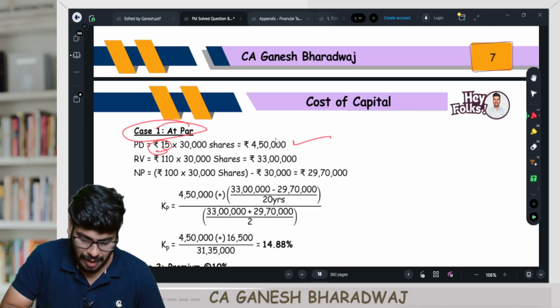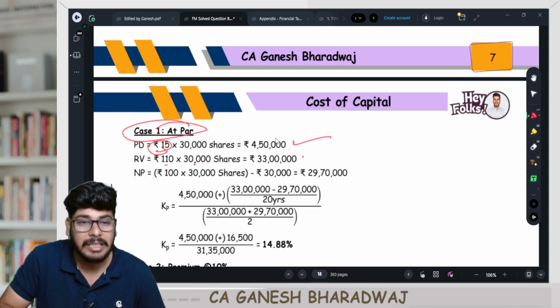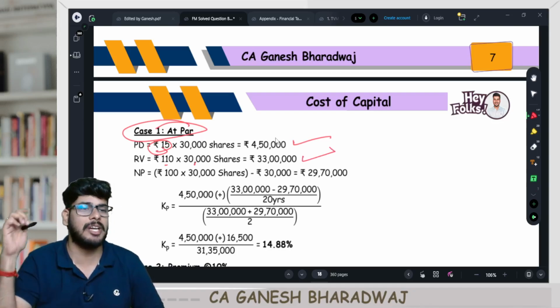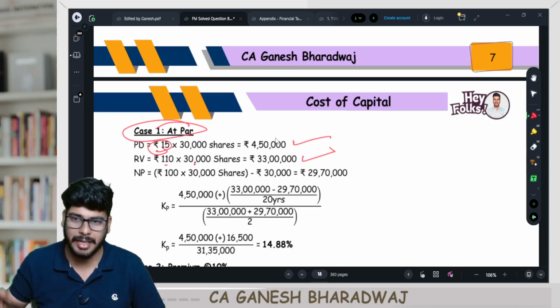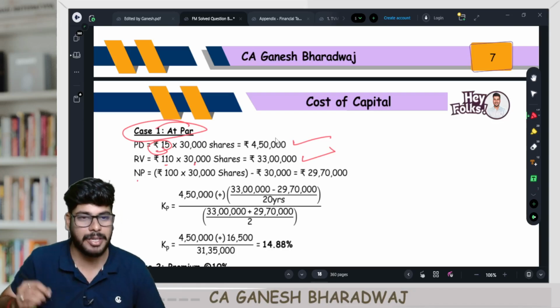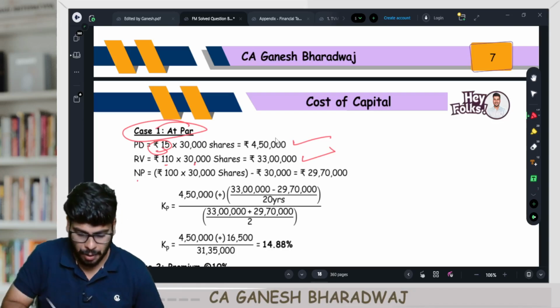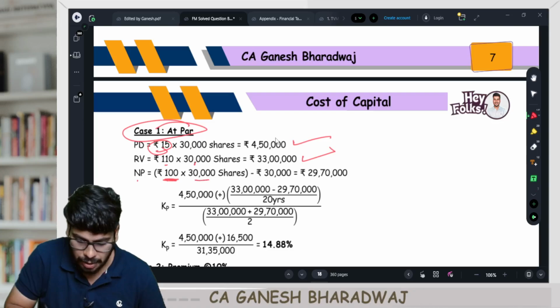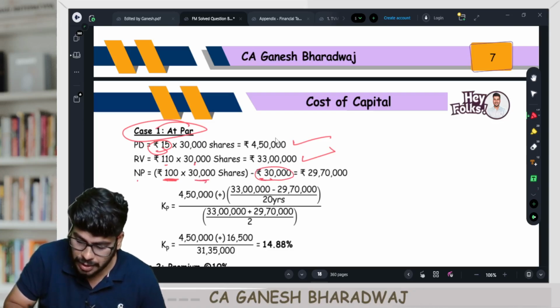Correct? Redemption value 110 into 30,000, 33 lakhs is going to be the total redemption value. Will this change? No. In all the three cases, it is redeemed only at a premium. NP alone will change. Net proceeds, if I'm issuing at par, what will be the net proceeds? 100 rupees into 30,000 minus this 30,000.